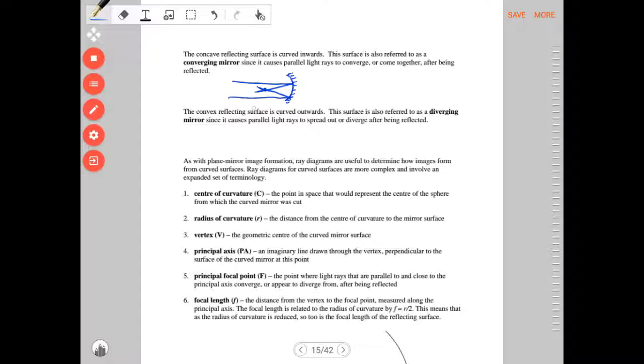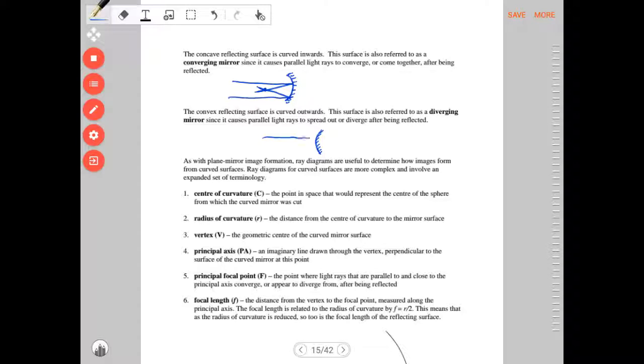Okay, the convex reflecting surface is curved outwards. This surface is referred to as a diverging mirror since it causes parallel light rays to spread out or diverge after being reflected. Okay, so here's the surface of the mirror on this one.